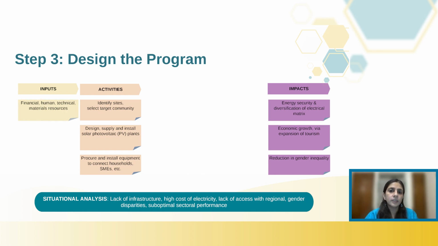Some of the key activities would include site identification and identification of women-headed households, which were a core sub-target for this project, design, supply, and installation of the solar PV plants and distribution network, as well as last-mile connection service, that is the procurement and installation of equipment to connect households, enterprises, and community infrastructures.